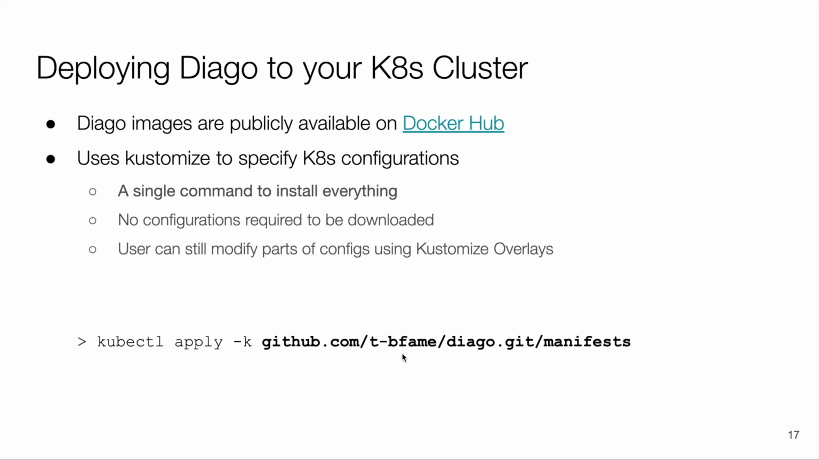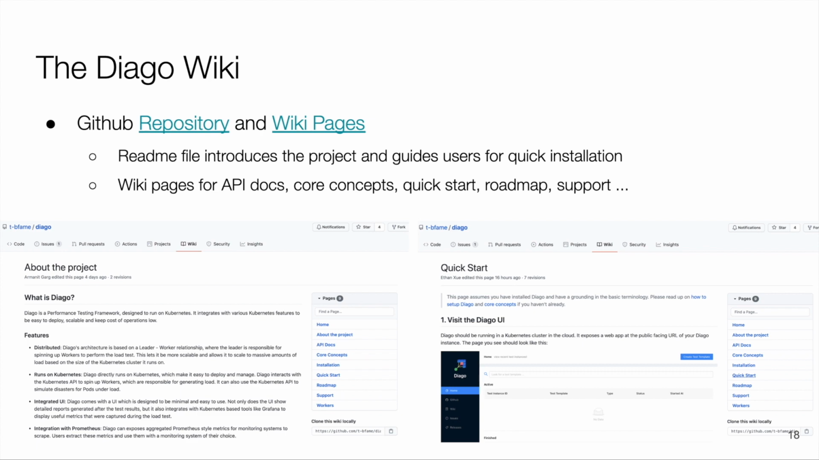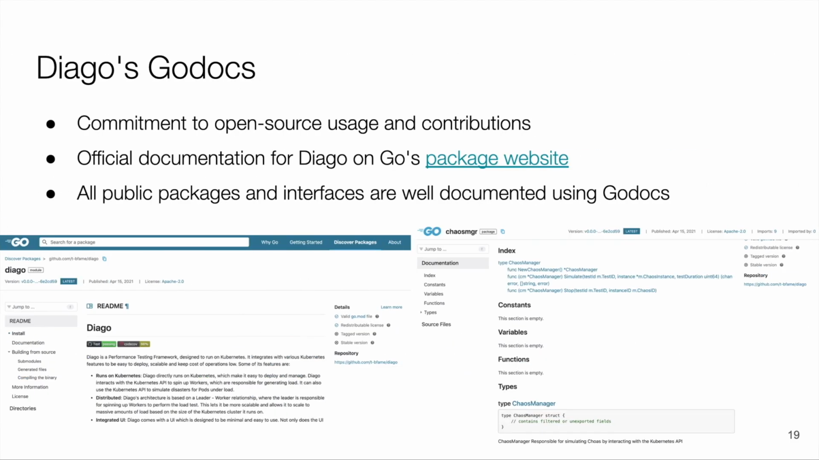We wanted Diago to be extremely easy to deploy so that users can try out our software without having to do too much setup. To achieve this, we use Kustomize, which is a Kubernetes-based extension allowing us to host configurations on GitHub. This means that users can run a single command and, without having to download anything, they can install Diago on their cluster. In order to support our users even further, we wrote a wiki on GitHub so that they could get all the information they need in one place. We also added go.comments, which can be accessed online. This would allow users to check out how Diago is implemented for deeper dives into the software.